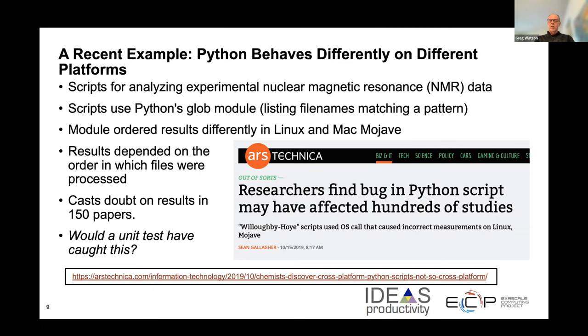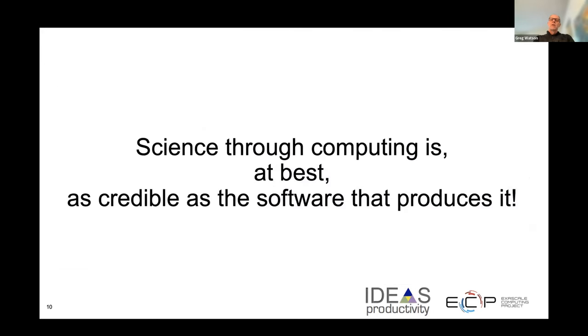And there's a link there if you want to go and take a closer look at that particular incident. So there's a few examples of essentially why reproducibility is important. The takeaway is that if you're using computing for science, then really the science itself is only as credible as the software that produces it. And so focusing on the software can be as important as ensuring that the science itself is reproducible and of high quality.